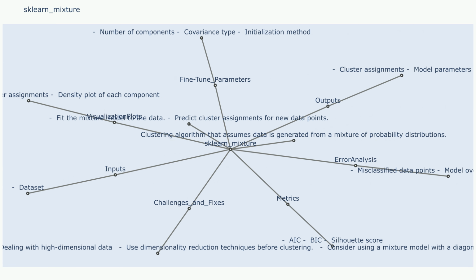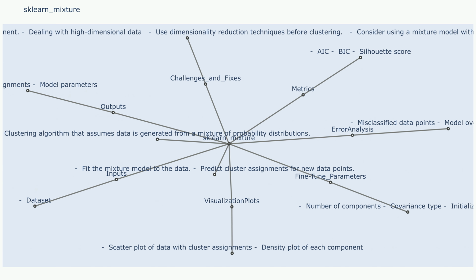Inputs. Input 1. Explain in detail a dataset of observations, typically represented as a 2D NumPy array. Each row corresponds to an observation, and each column represents a feature. Input 2. Explain in detail the number of components in the mixture model. This value specifies how many distinct probability distributions are used to model the data.